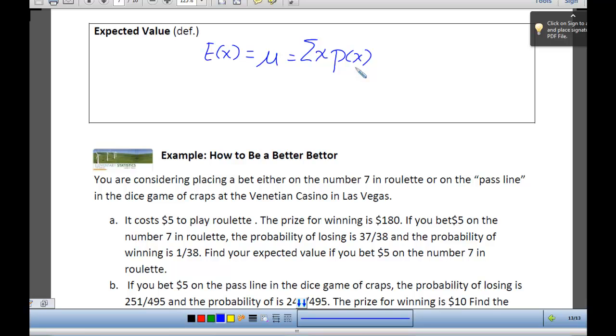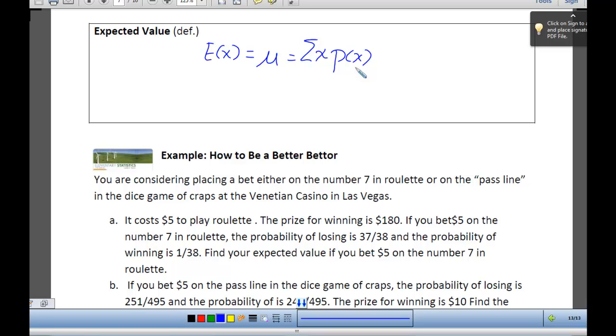The trickier part of what we're going to do here is have to come up with the probability distribution. Before we can find the mean, we need to know what the probability distribution is, and we'll use some of the information that's given to us to help us figure it out.